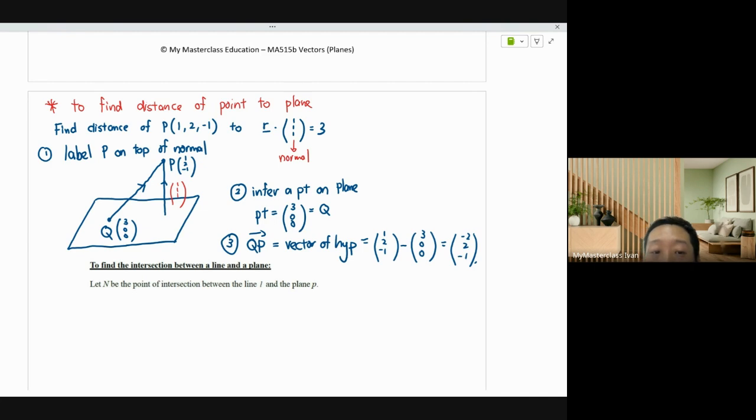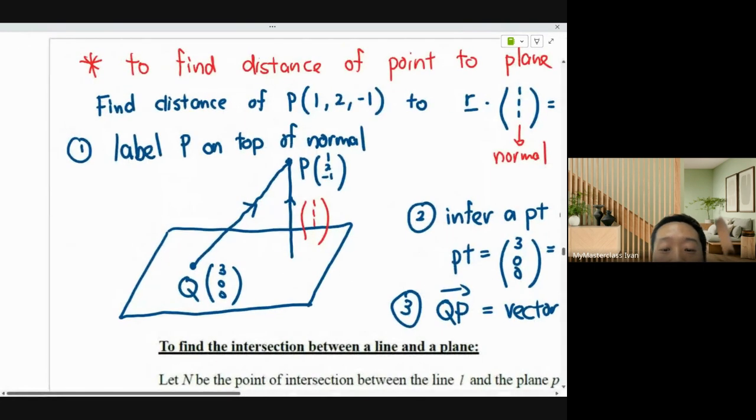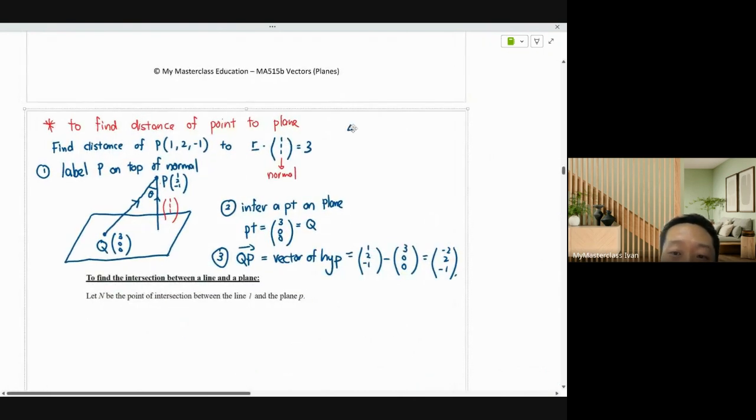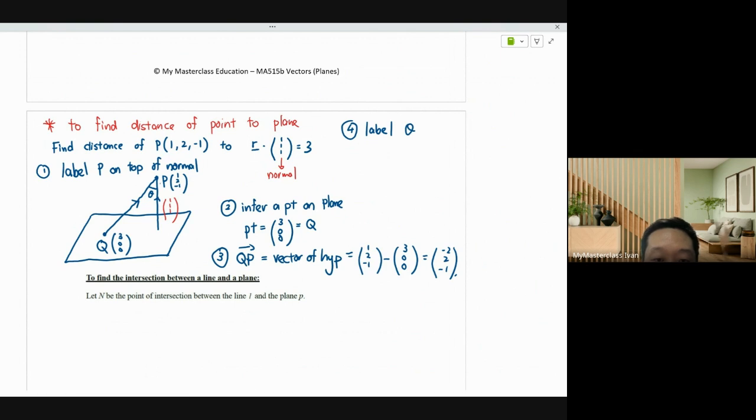Okay, so do we have two vectors already? We have two vectors, right? One is QP and one is the normal, which is the direction. Where is the angle that the two vectors make? Very good, over here. Number 4, label the theta. The good question is, label theta, not Q. This is theta. Be careful. Label the angle theta.